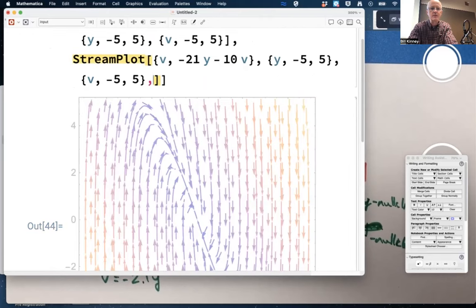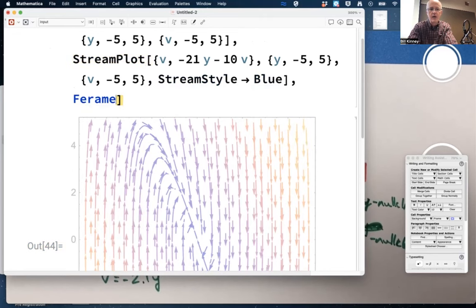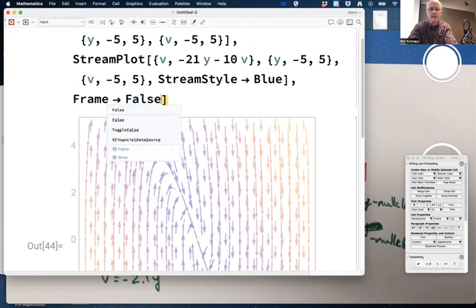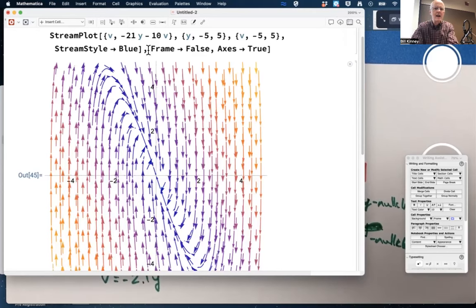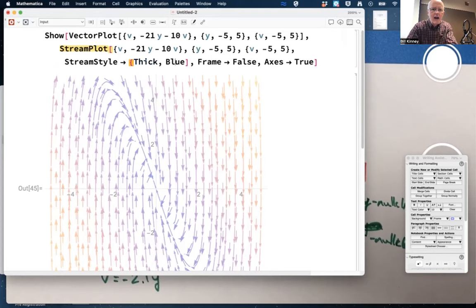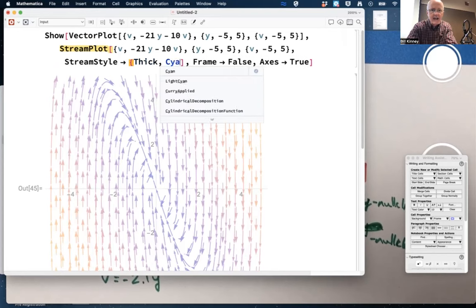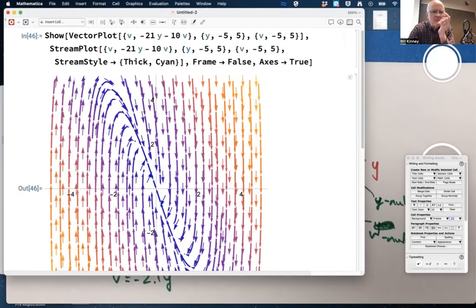And to make it brighter, we could do StreamStyle blue. Let me also get rid of the frame, Frame false, Axes true, we'll add axes. Okay, that's feeling better. It's not a very bright blue. I thought it usually makes it brighter. Let's make it cyan, make it brighter. Why am I not seeing the stream plot very well there?